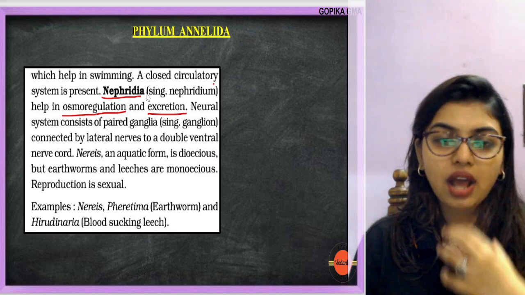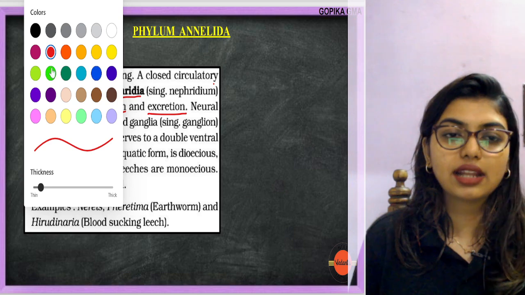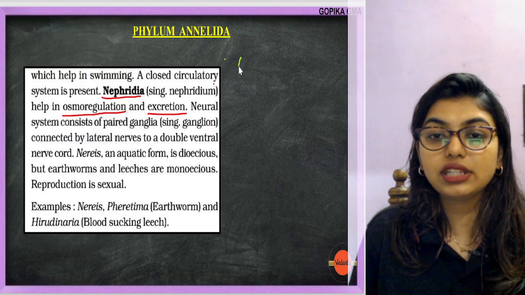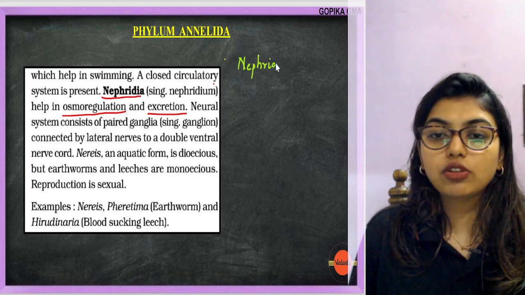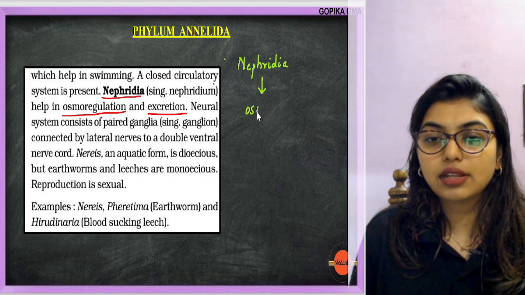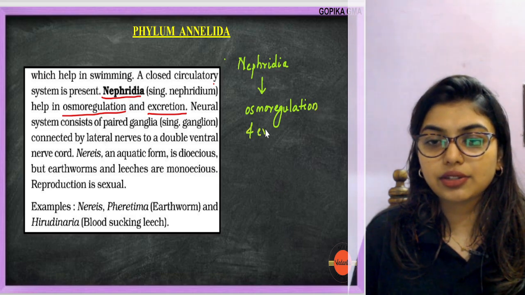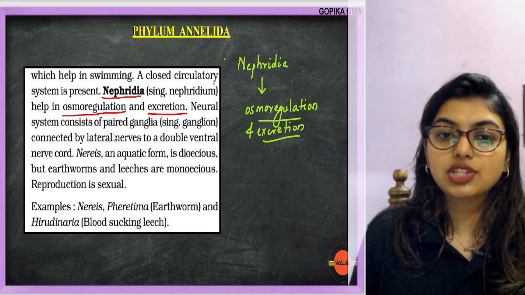Always remember, even our excretory organs, be it the kidney, the ureter, the urinary bladder, the entire system helps in osmoregulation as well, because they are such a big organ system. They cannot be doing only one task, right? So they also do osmoregulation, that is salt water balance. So nephridia help in osmoregulation and excretion.